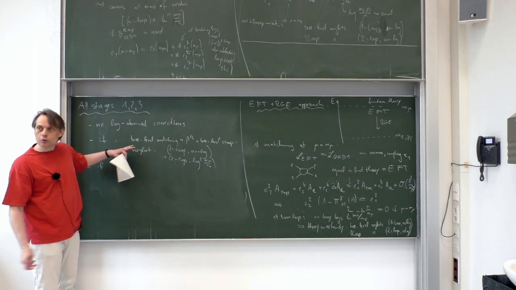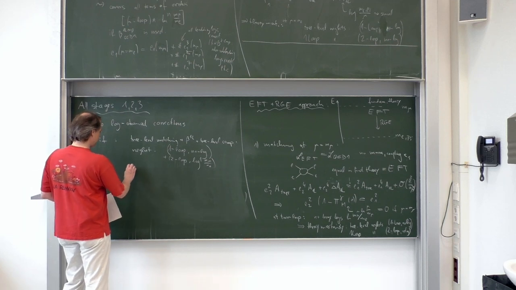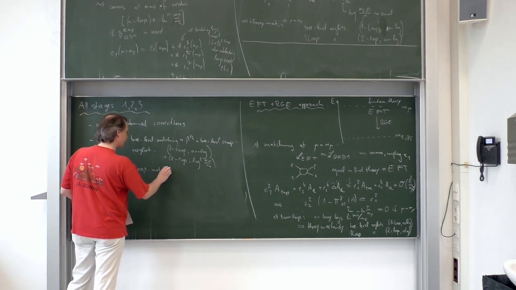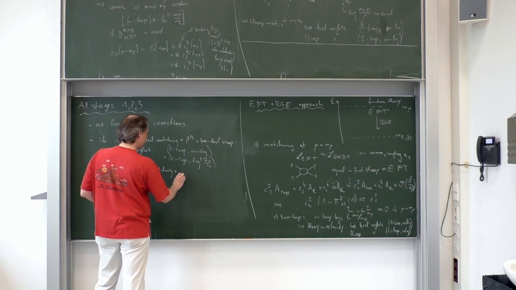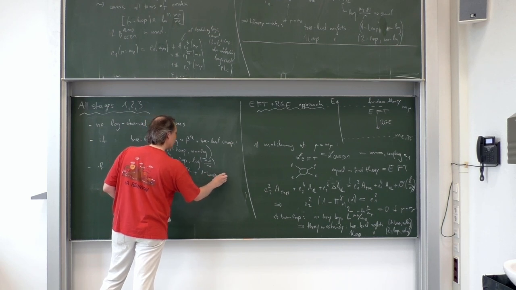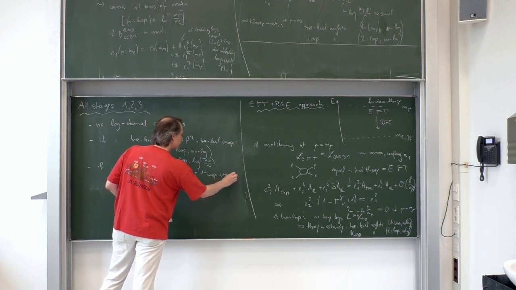What happens if we go one order higher? One loop matching plus two loop beta function plus one loop computation in the EFT.